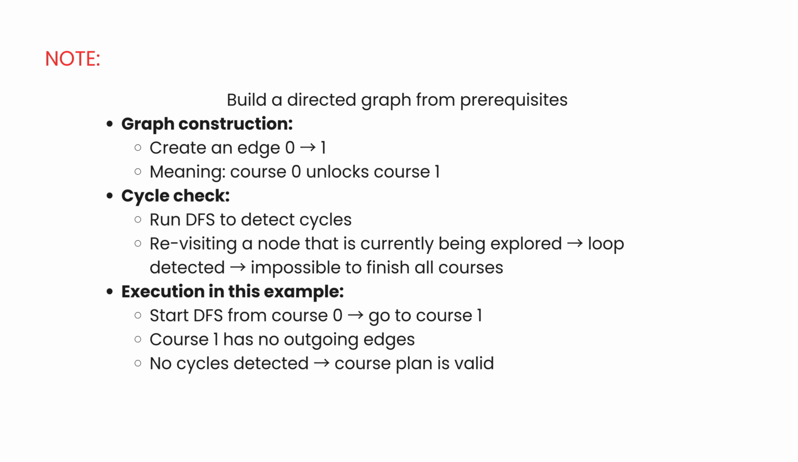Now we build a directed graph from prerequisites. So we create an edge 0 to 1, because course 0 unlocks course 1. Then we run DFS to check for cycles. If we ever revisit a node that's currently being explored, that would mean a loop, and then finishing all courses would be impossible. In this case, starting from course 0, we go to course 1, and course 1 doesn't point back to anything. So we successfully finish exploring without detecting a cycle, which means the course plan is valid.